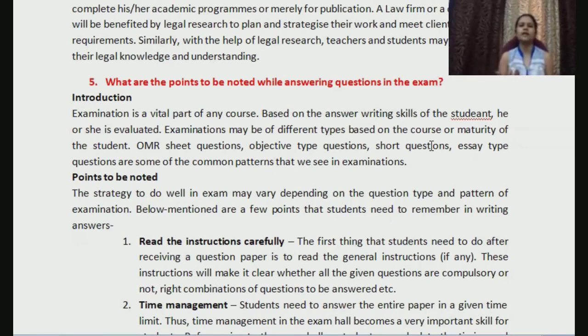Those are the different types of examinations there may be, based on the course that you are opting for or based on which exam you are appearing for. In case of entrance exams, mostly it's OMR sheet questions only. Right? Interviews also, the first level would be OMR sheet. Then they may ask for essay type. So there would be different types that we have.